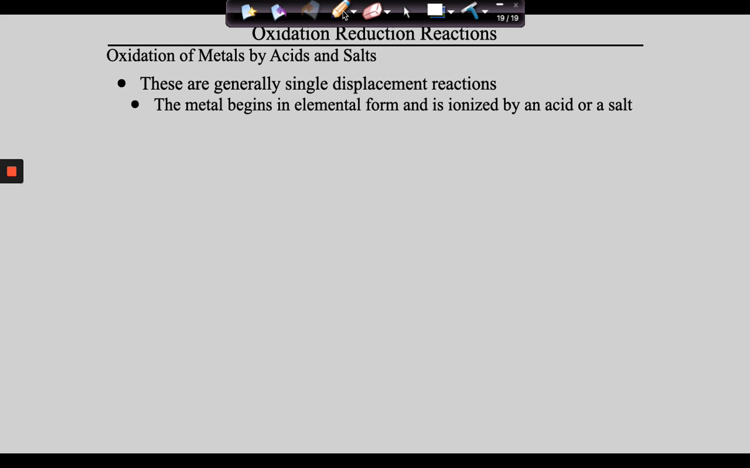So guys, we're going to look at an example of each, and then we're going to call it a day. Ready to go? So guys, the first one that we're going to do is by an acid. A metal being ionized by an acid. So guys, can you picture it?